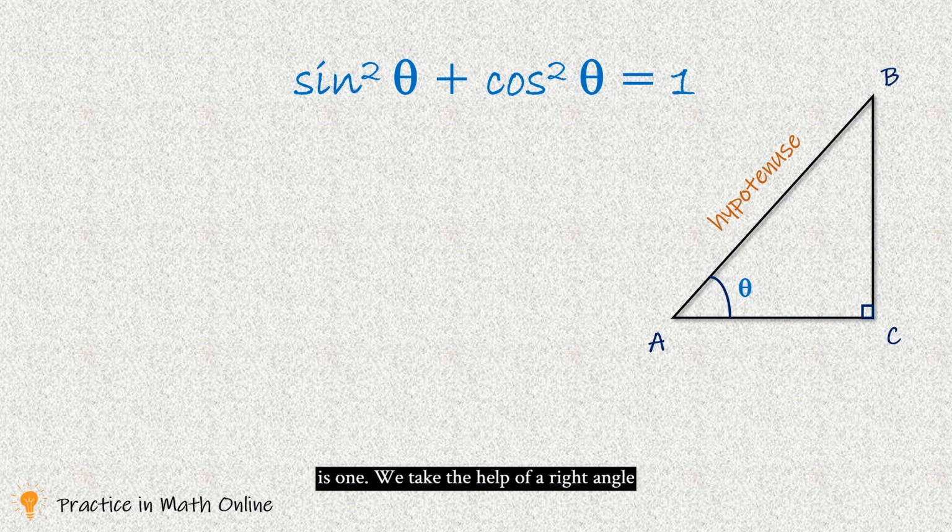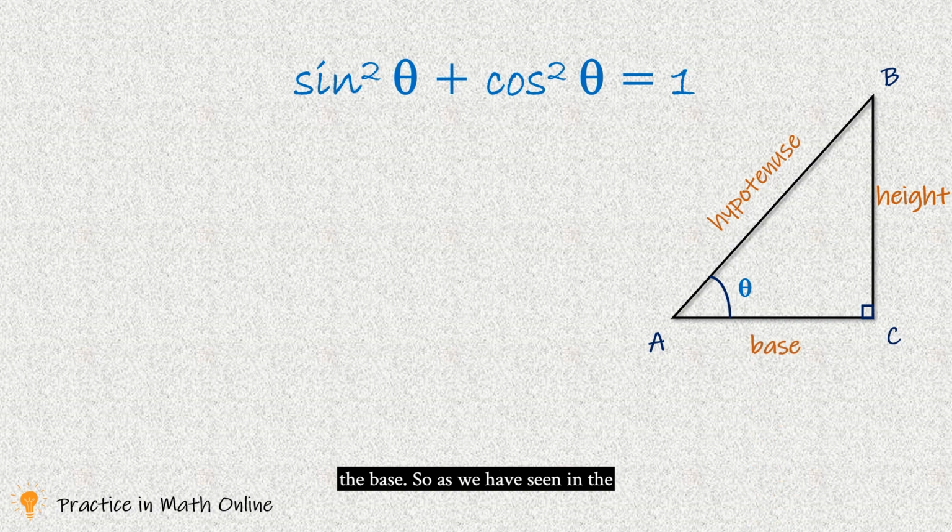We take the help of a right angle triangle and let angle A be theta. The side in front of the right angle, that means in front of angle C, that means side AB, is the longest side of the triangle. So that is already the hypotenuse. If we look at angle A, the side which is opposite, that means in front of angle A, that is side BC, will be the height, and the side which is joined to this angle will be the base.